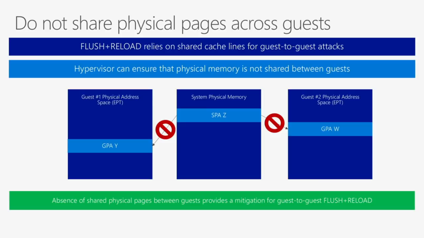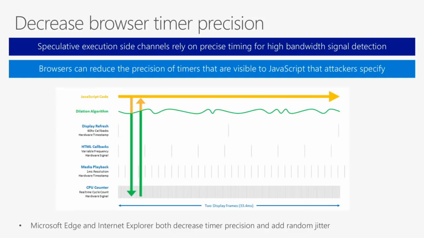The final thing we can do is decrease browser timer precision. There was this API, performance.now, accessible from JavaScript, which could be used to time a single load and determine whether that memory it was loading was in the cache or not. What we do is decrease the precision of this and add random jitter to prevent clock edging techniques. And so it is now impossible for an attacker to infer whether or not a single load is in the cache or not.